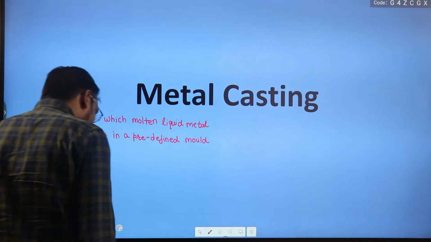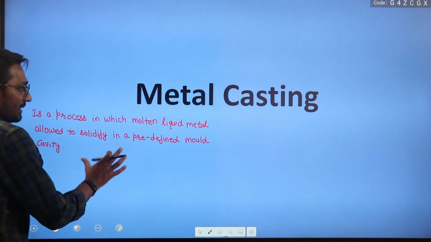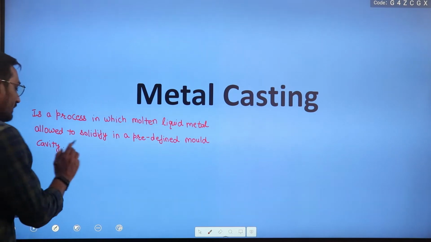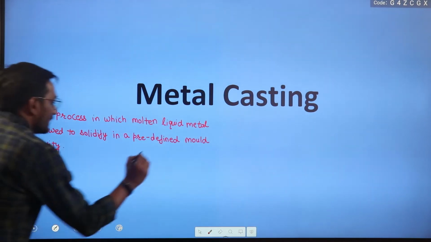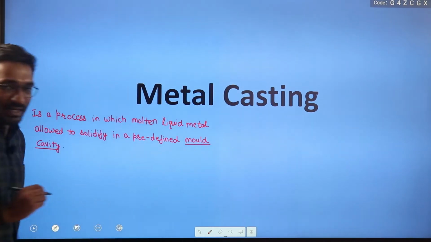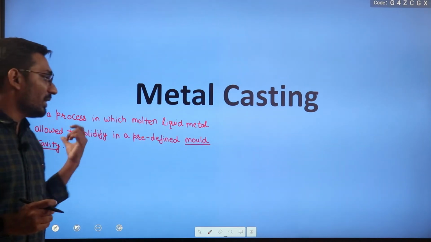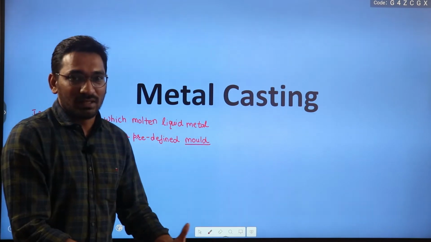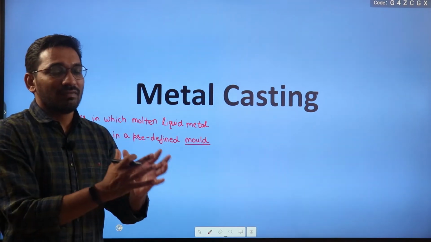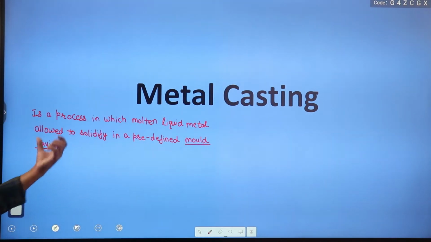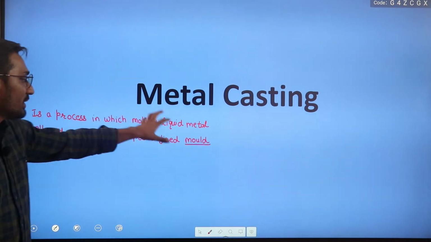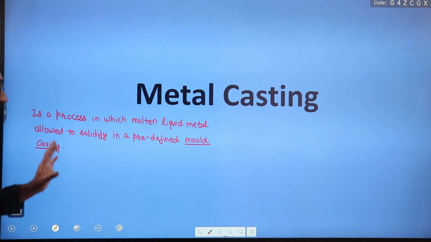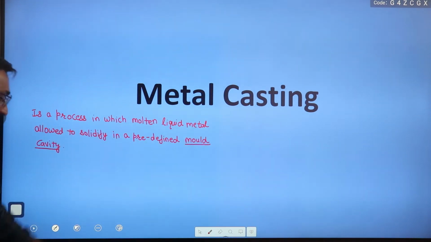So this is the basic definition of metal casting. In metal casting, first of all, we have this mold cavity. The most important thing is that we have to make this mold cavity. How can we make this mold cavity? It can be made with the help of a pattern, a replica that we have to make. With the help of that pattern we can make this mold cavity and then allow the molten liquid metal to enter into it. This is your basic metal casting.